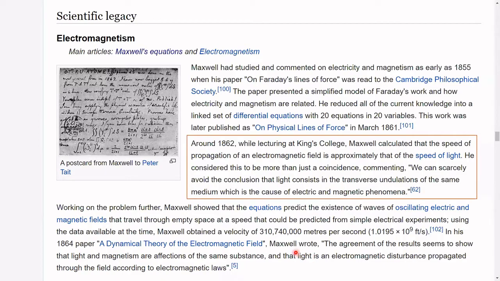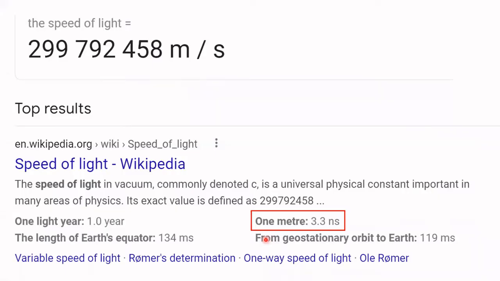And you can also see that the value for the speed of light he obtained was a little on the high side, because we know now that it's closer to 300 million meters per second. He got something like 311 million meters per second, it looks like. There's the exact value. If you're curious, you don't need to know this number.